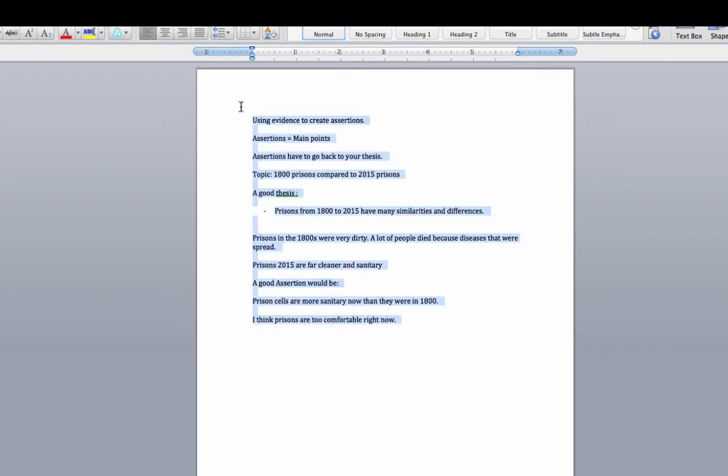So what I'd like you to do today, I want you to create three assertions that will correlate. It's a fancy way of saying means go with. That will correlate with your thesis. All right? They need to make sense. So create those three assertions.